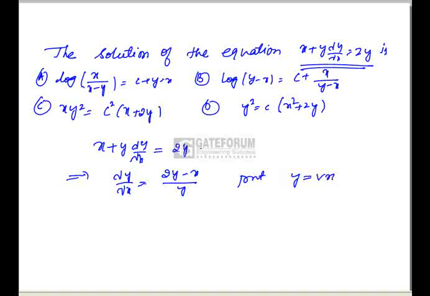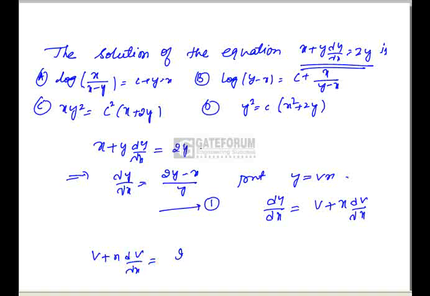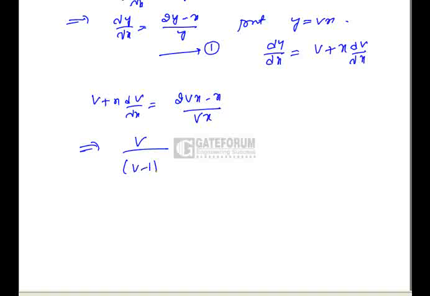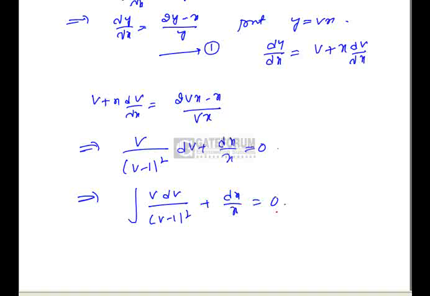y = vx. Now, if we differentiate, it will be dy/dx = v + x dv/dx. Let us substitute all these values in equation 1. If we substitute, it will be v + x dv/dx = (2vx - x)/(vx). And if we simplify, it will be v/(v - 1)^2 dv + dx/x = 0. It is nothing but v dv/(v - 1)^2 + dx/x = 0.